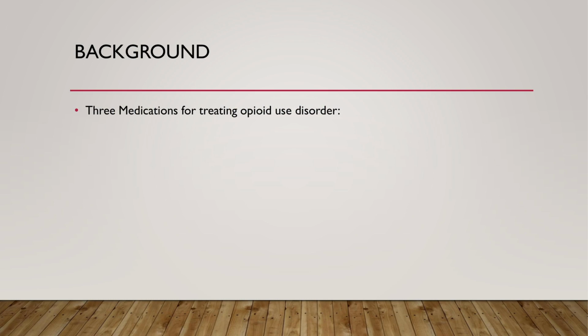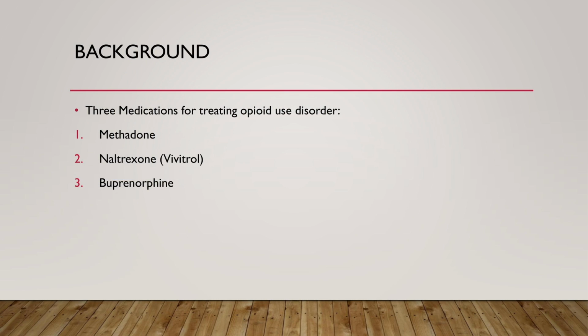So there are three medications that are used to treat opiate use disorder. Those are methadone, naltrexone, and buprenorphine. Naltrexone is an oral medication, but also comes as a medication called Vivitrol, which is injectable and relatively new on the market for treating opiate use disorder. But these are the three main players that we use for treating opiate use disorder in terms of medications.